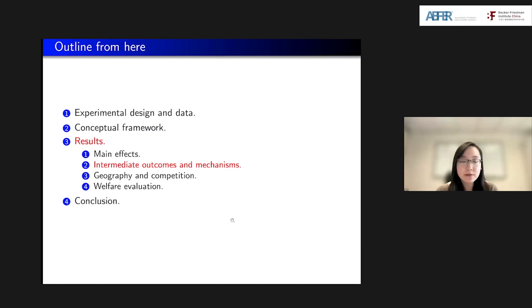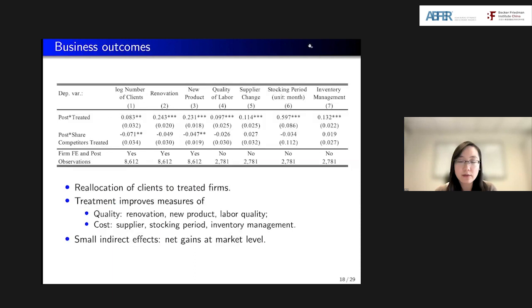So then in the next two slides, we report the impact on some intermediate outcomes and suggest the mechanisms of the finding. In this table, we look at the impact on number of clients and several types of measures of quality and cost. Firstly, column 1 shows that treated firms seem to attract more clients, but similar to what we see in the previous table, there's also a big negative indirect effect from competitors. So this suggests that there's a reallocation of clients to the treated firms, but there also seems to be a business stealing effect from firms' competitors.